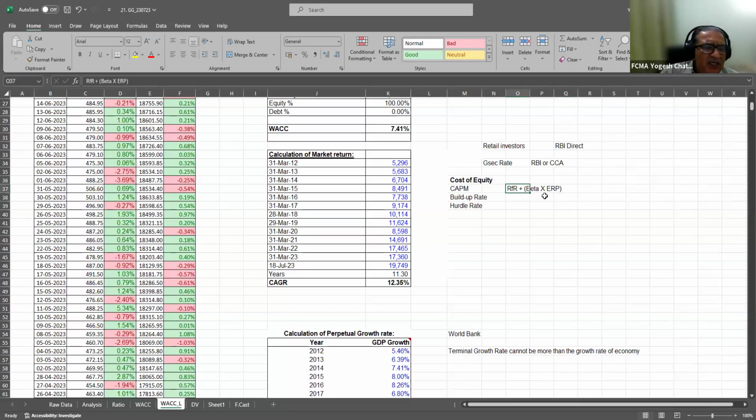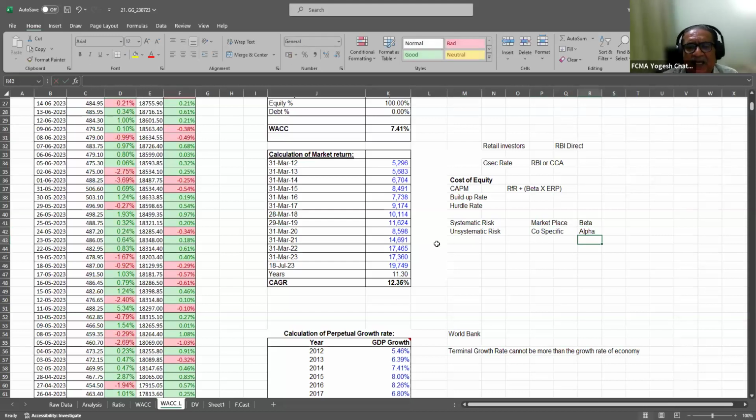So that is the risk-free rate. Beta, actually, as we all are aware, there are two types of risk which any investment will involve. We have the systematic risk and we have the unsystematic risk. Systematic risk is related to the marketplace, and a measure of systematic risk is beta. And unsystematic risk is company specific, and a measure of unsystematic risk is alpha.